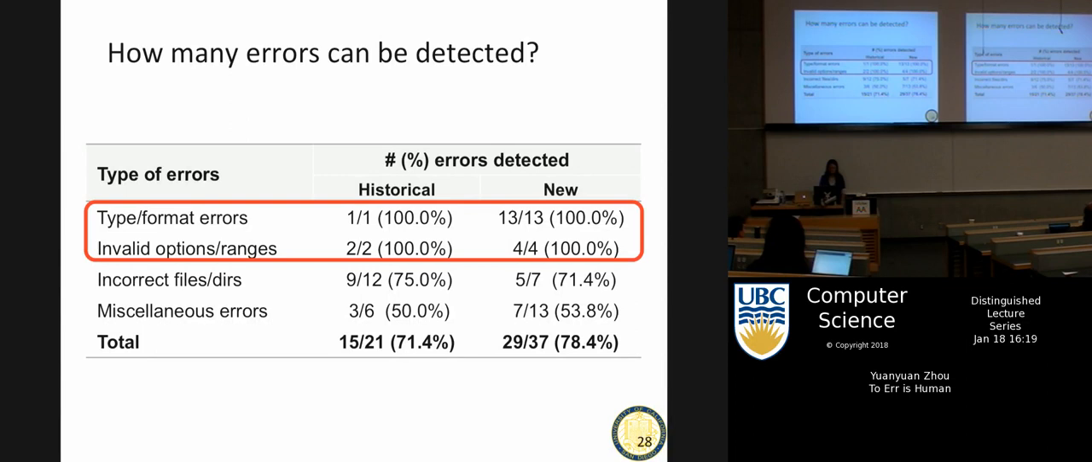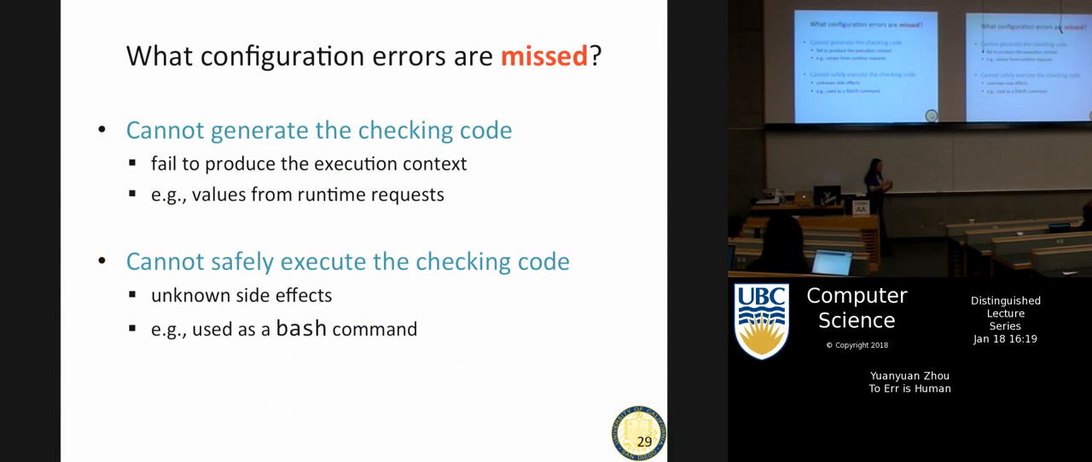As I said, we cannot detect 100%, we can only detect about 70%. So what kind of errors do we miss? For example, there are cases where we cannot generate checking code because we cannot produce the execution context. It's just too long once we do the data flow analysis to produce the context. Sometimes the value comes from runtime, like a request, so we cannot get it at the initialization stage. Sometimes we cannot safely execute the checking code because of unknown side effects, and in this case we cannot sandbox it. For example, if you use a bash command, we don't know what the side effects would be.